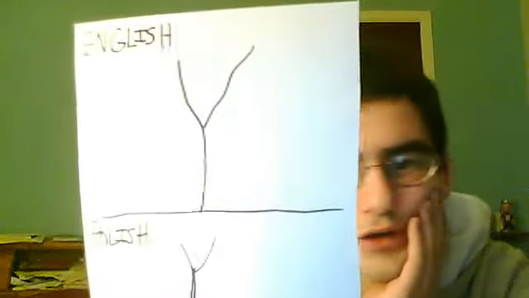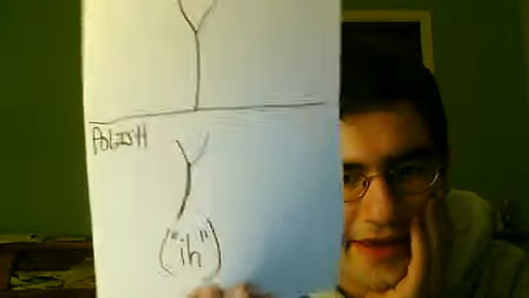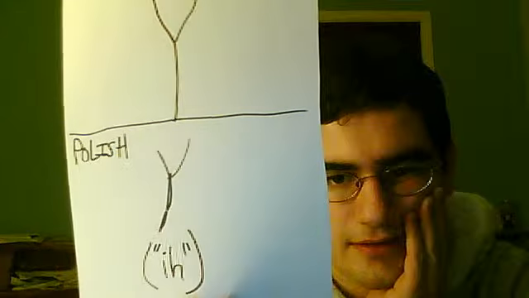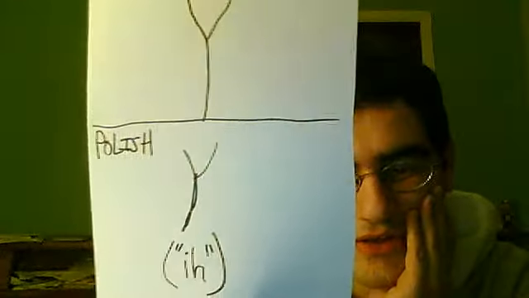Y. The Y in Polish has an I sound. So it's pronounced I. And finally, Z.